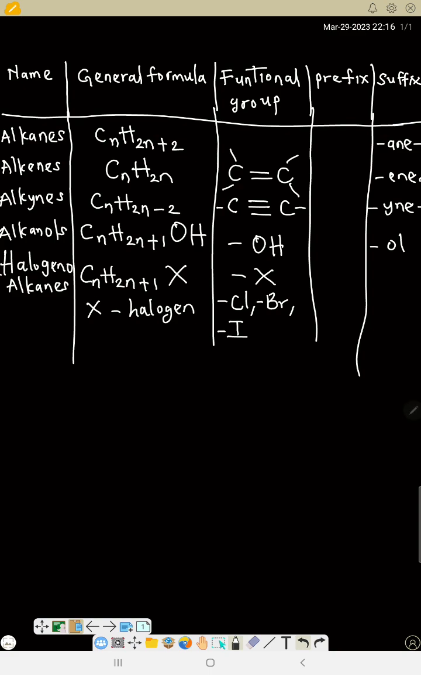So halogenoalkanes. If you have CnH2n plus 1 X, the halogens are all these ones. For Cl, we use chloro. Br, bromo. It is a prefix. It comes before the name. And iodo. So that's how you write them. It doesn't have a suffix there.